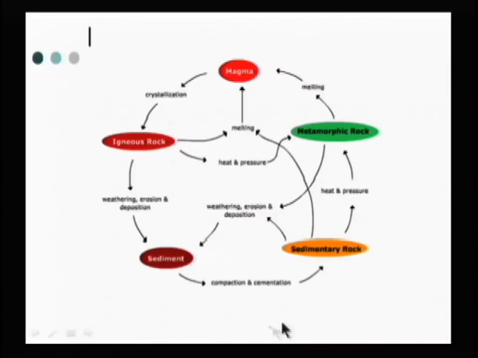Well, that works for the outside real well. But now when you get to this inside part, notice that you can go from a sedimentary rock all the way over to an igneous rock. Then it doesn't matter which way you go. So that's what a cycle means. It just means it's continually occurring over and over and over again.